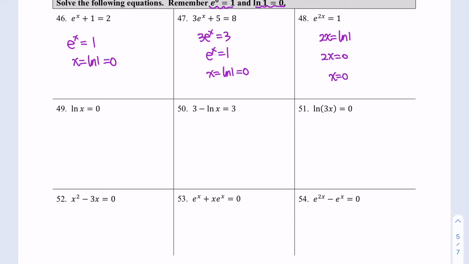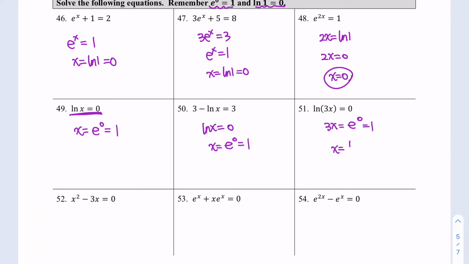So x equals 0. ln x equals 0. We apply the exponential, so x equals e to the 0 equals 1. So ln x, 3 minus 3 gives us 0, so x is e to the 0 equals 1. 3x equals e to the 0 equals 1, so x equals 1/3.